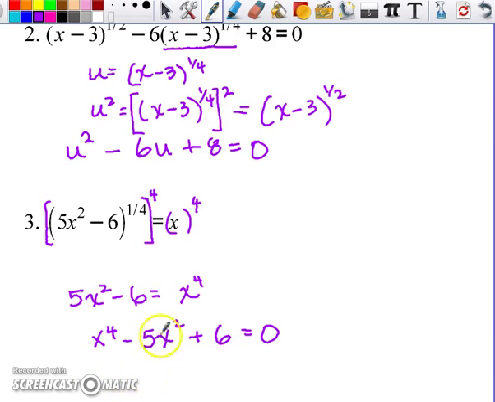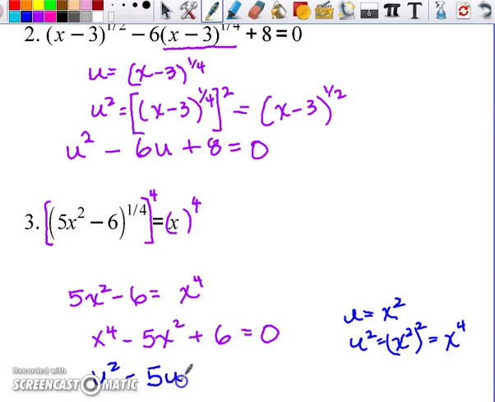But if we want to turn it into quadratic, and that's what I'm going to do here because that's what this video is all about, I'm going to look and say, okay, my u here is going to be x squared, and my u squared is x squared squared. It's going to be x to the fourth. And we can rewrite this as u squared minus 5u plus 6 equal to 0. And again, we can solve this for u. Come back after we have u, make the substitution, and solve for x.